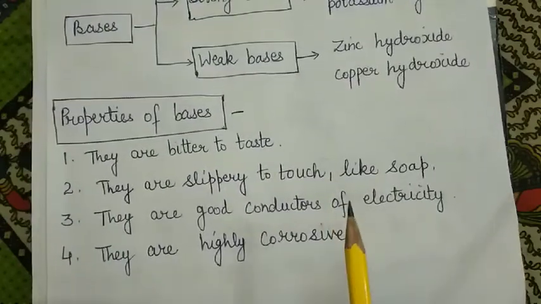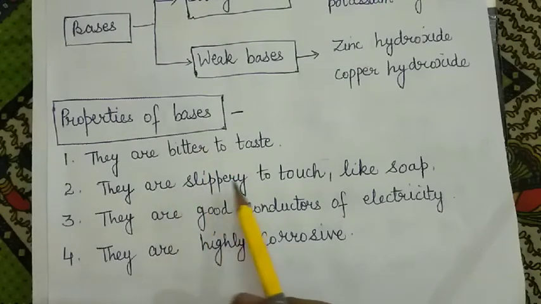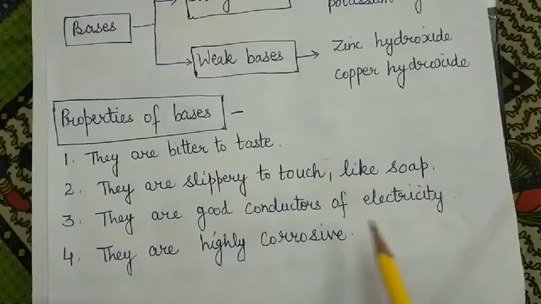Next, the properties of bases. They are bitter to taste and slippery to touch. When we touch bases, we have a feel of soap, that means we feel like we are touching soap. They are good conductors of electricity. They are highly corrosive.